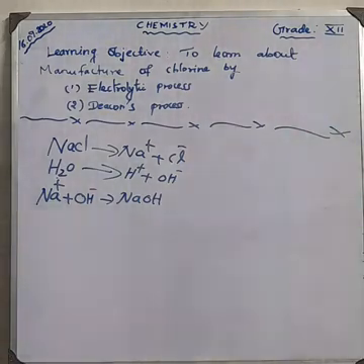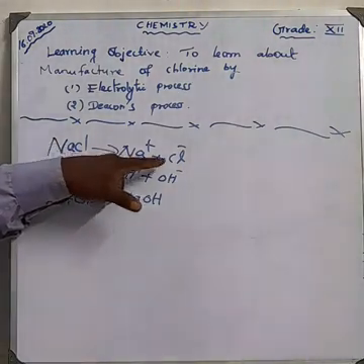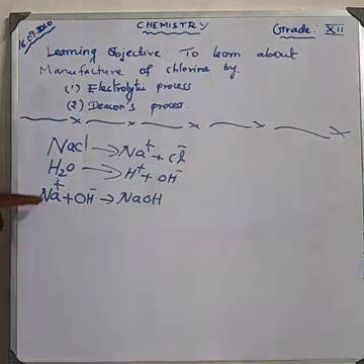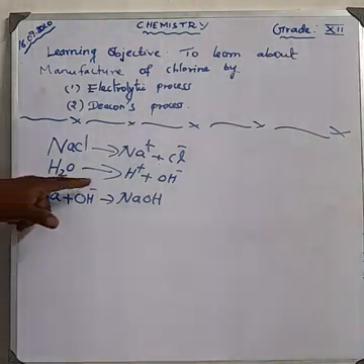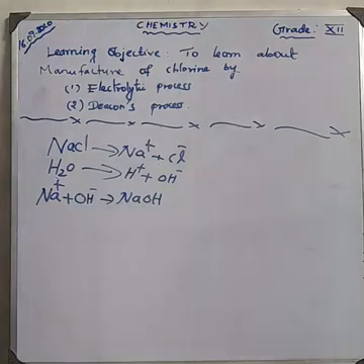These are the three equations of the electrolytic process of chlorine manufacture. First, NaCl splits into two ions: Na plus and Cl minus. Next, water gives H plus and OH minus. The third is Na plus and OH minus combining to form NaOH.